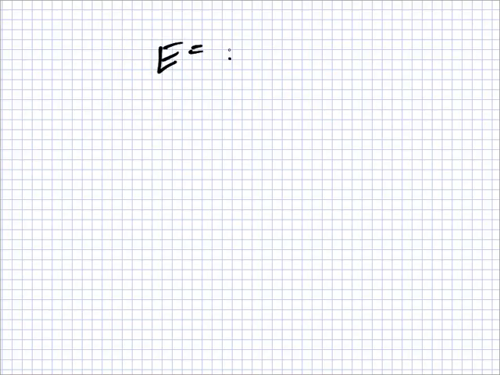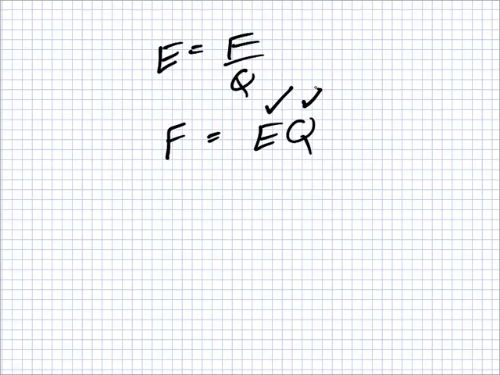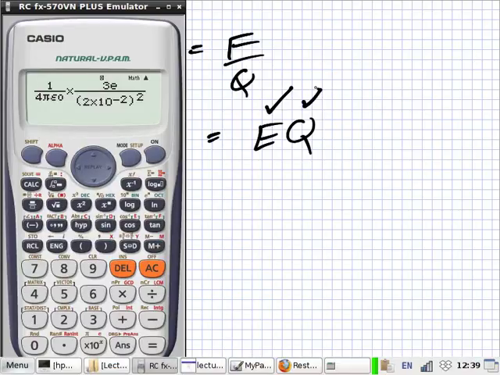E equals F over Q, so F equals EQ. Okay, and I've just worked out the E, and now I need to multiply by the Q. And the question is which Q, the electron or the proton? Electron. Yes.